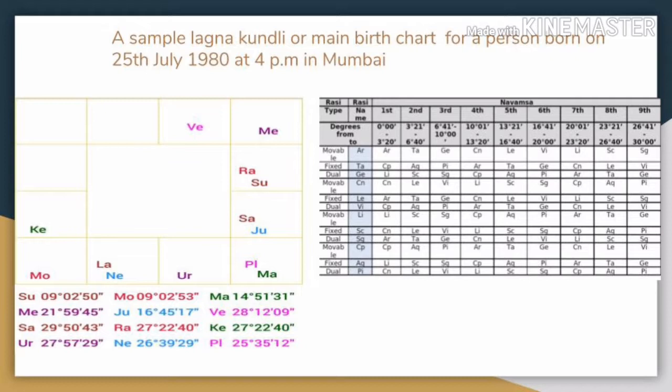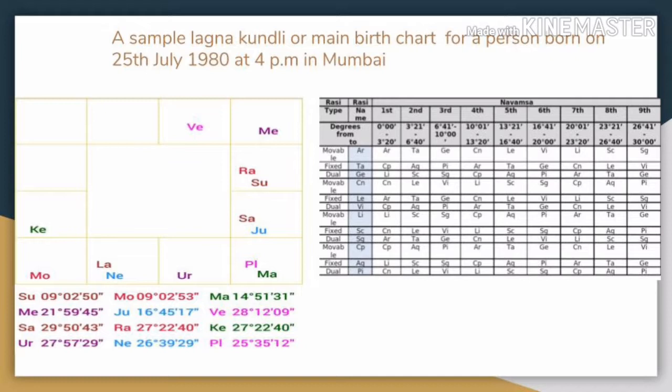Now look at the position of the Sun. Sun is represented by the alphabet SU. SU and RA. You can see two alphabets in the sign of Cancer. Now look at the degrees at which the Sun is placed. Sun is placed at 9 degrees 2 minutes in the birth chart in the sign of Cancer. Right. On the right side you can see the Navamsa. So you go to the second column, which is highlighted by the blue color, and look at the fourth row there, which is represented by CN. Right. So CN stands for Cancer.